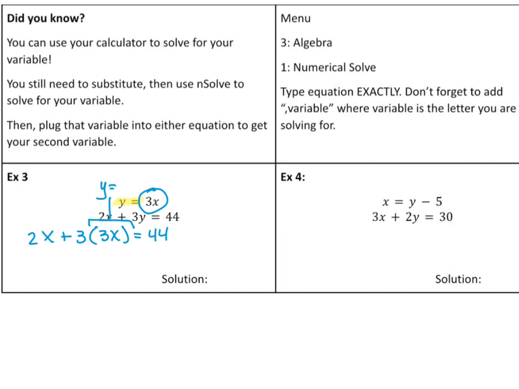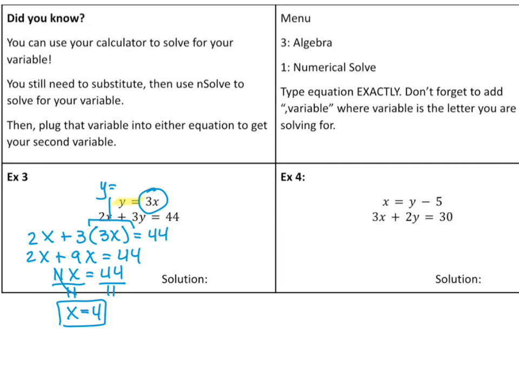Right, and then I'm going to go ahead and do my multiplication. So 2x plus 9x equals 44. That leaves me with 11x equals 44. I'm going to divide both sides by 11. I get x equals 4.